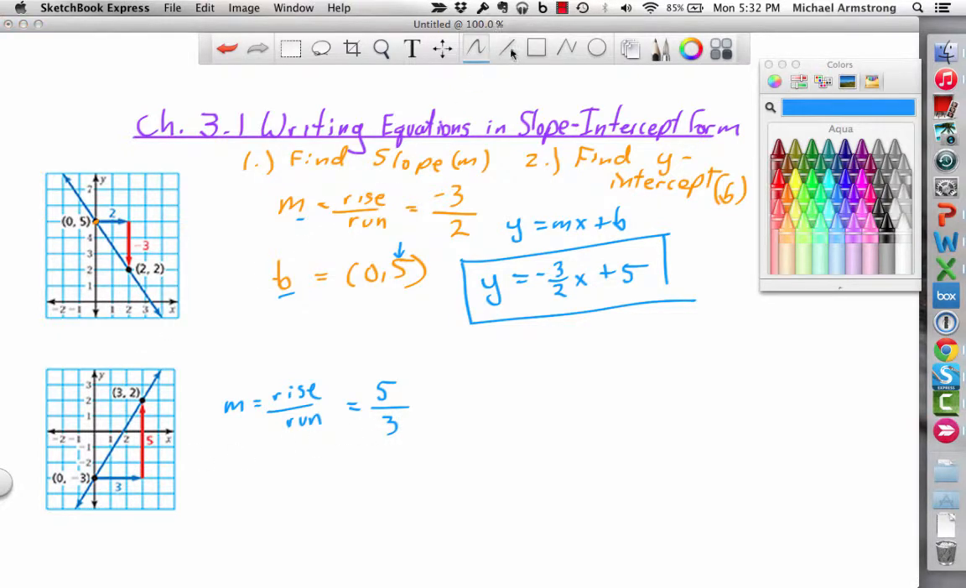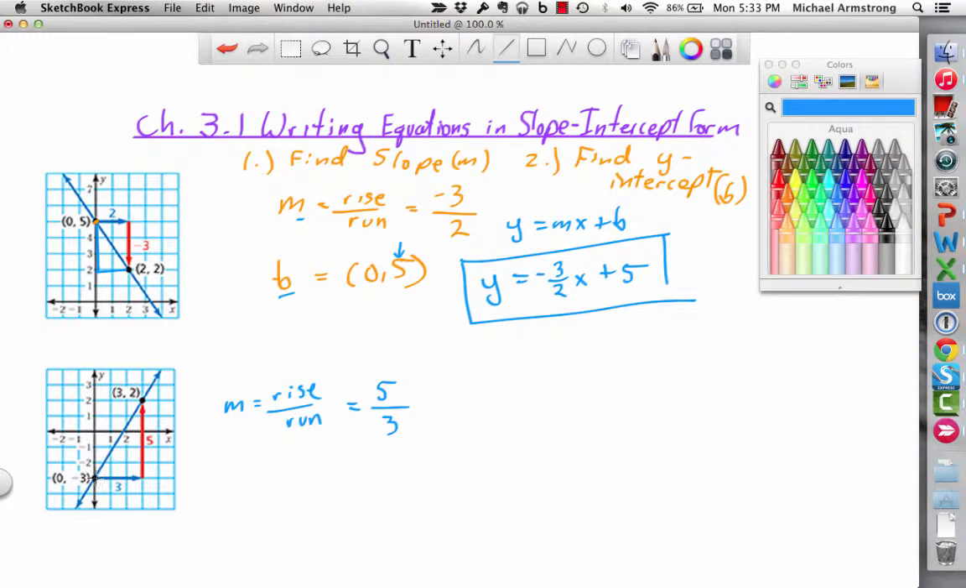Now they did it out here. They went the run and then they went negative rise. Here they went run and then they went positive rise. Because it's rise over run, I tend to do the rise first. So when I do it, I would start here and I would say you go down 3 and you run +2. So you still get the same thing. Your rise is -3 and your run is +2.